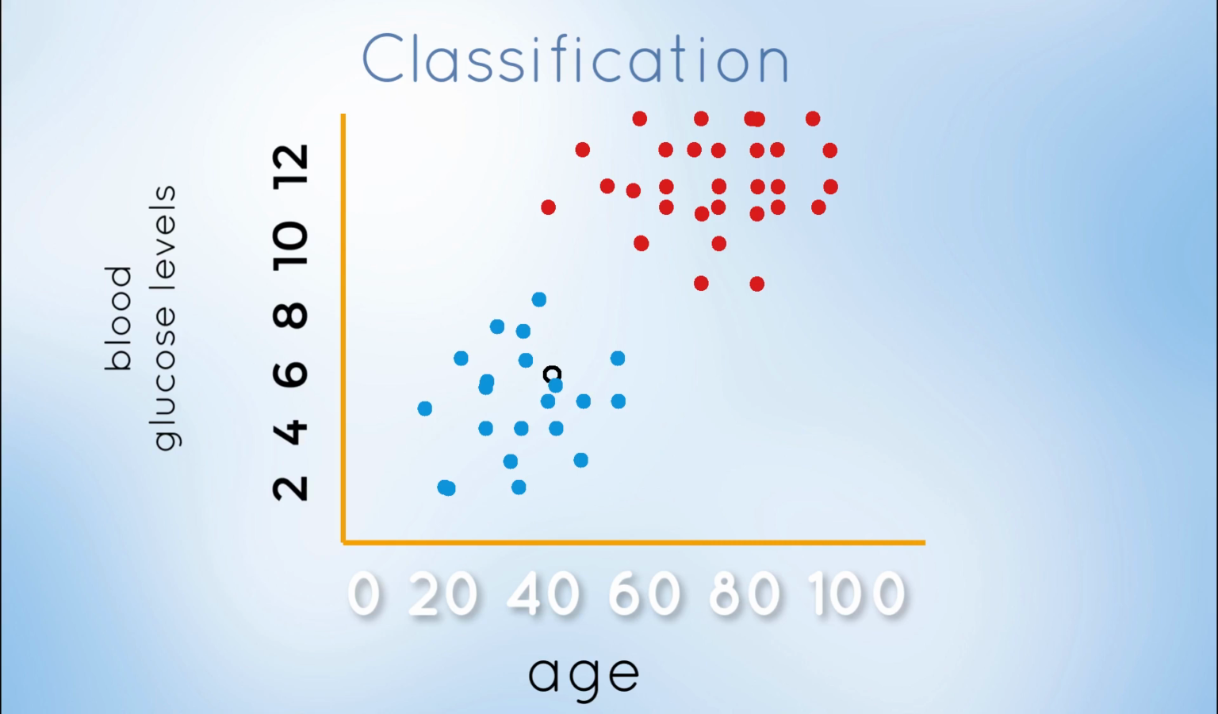We found out which ones were diabetic and which ones weren't. Anyone that didn't have it was labeled as blue, and anyone that did carry the disease is labeled red. Clearly there's a pattern in our data. The higher your age and blood sugar, the more likely you are to become diabetic. What about this person who's 45 years old, with sugar levels of 5 millimoles per liter? This person, unlike the others, we haven't actually tested.